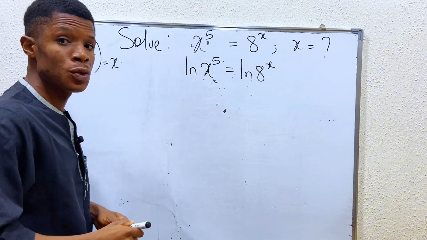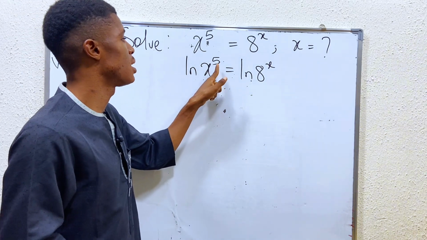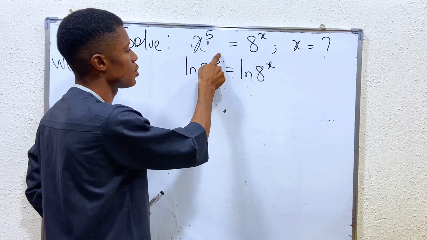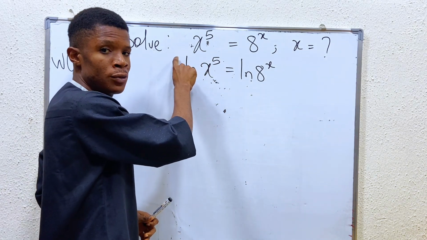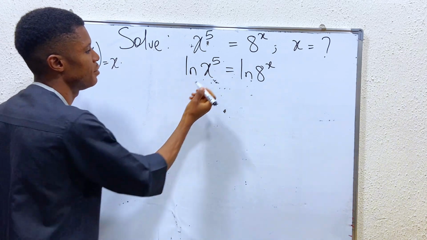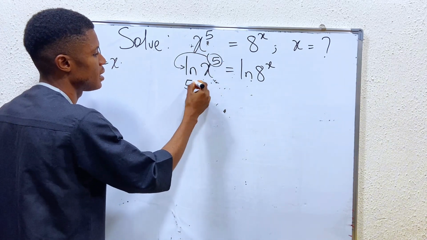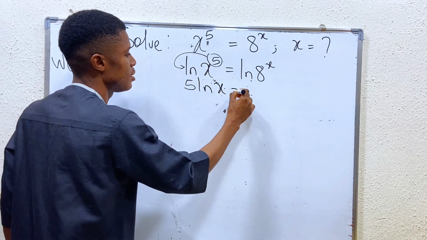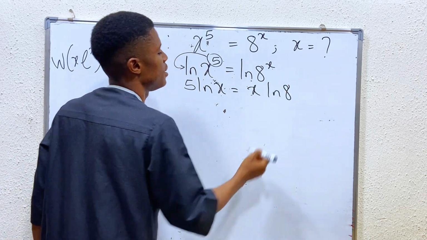The reason why we took the natural log of both sides is because the natural log always allows us to multiply the power to the logarithm. So what do we have? 5 will now multiply, and this power will now multiply. So we have 5 ln x = x ln 8.